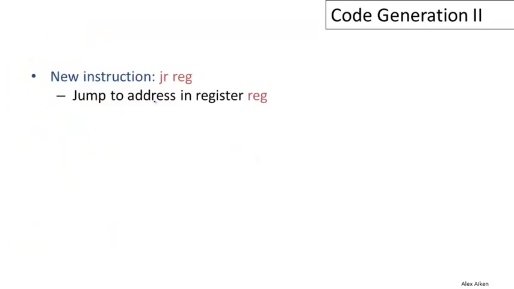Now we're ready to talk about the callee side of the calling sequence, and we're going to need one new instruction for that. The JR instruction stands for jump register, and it just jumps to the address in its register argument. So now the callee side is the code for the function definition. Okay, so this is the code that actually executes the body of the function.